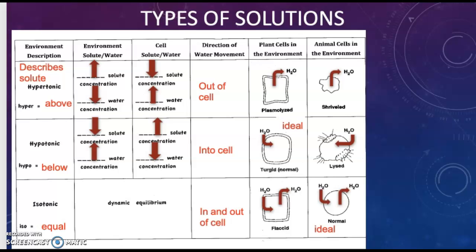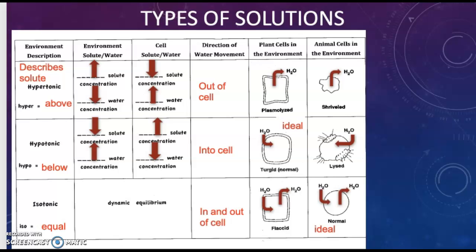So there are three types of solutions a cell can sit in. Each solution will affect a cell based on how much liquid versus how much dissolved particles. So the solvent and the solute. Remember that a solute is the stuff that's being dissolved, and a solvent is the stuff doing the dissolving.